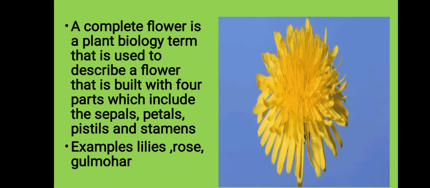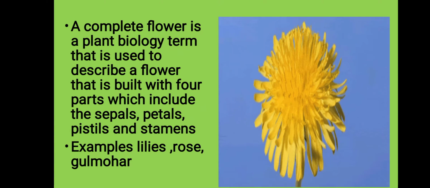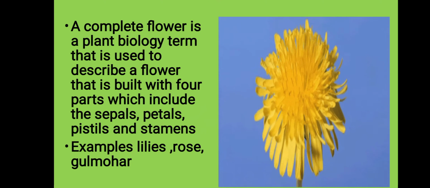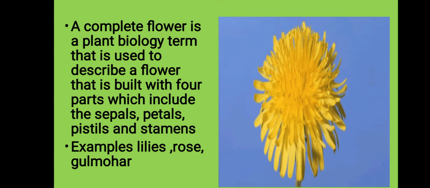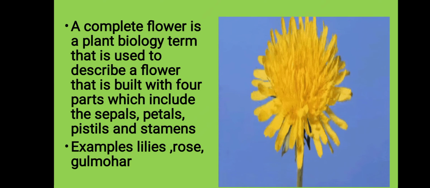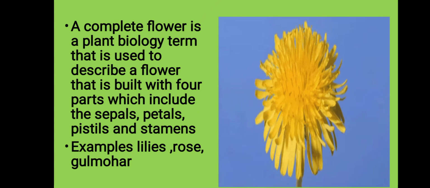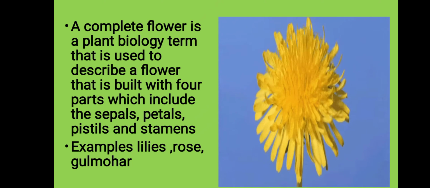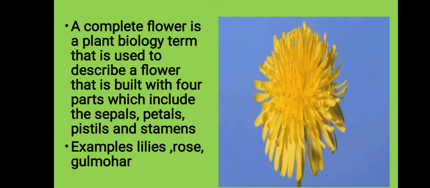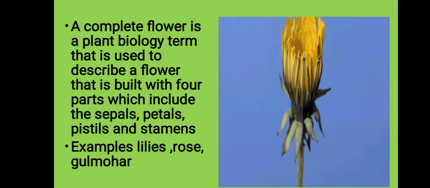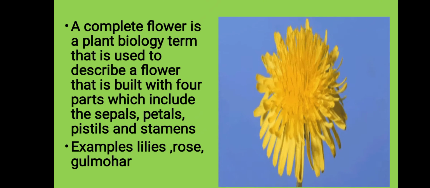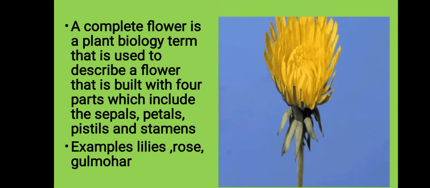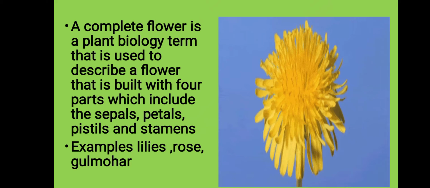So let us learn about complete flower and incomplete flower. A complete flower is a plant biology term that is used to describe a flower that is built with four parts, which includes sepals, petals, pistils, and stamens. When all the four whorls or the parts of a flower are present in a flower, then it is called a complete flower. Example: lilies, rose, and gulmohar.